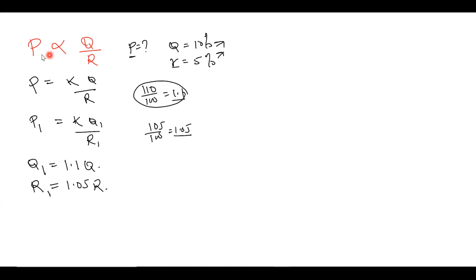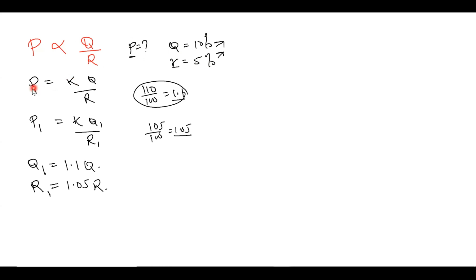So if P varies directly as Q and inversely as R, it means this P is 100%, Q is 100%, R is 100%. But then we are told Q increases by 10% and R increases by 5%. How will P change in terms of percentage? So that's why I say that first you start as usual. Remove the variation sign, bring in the equal sign.